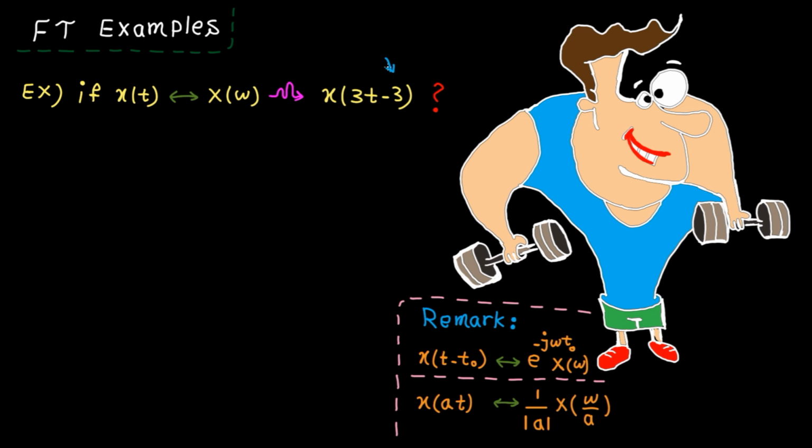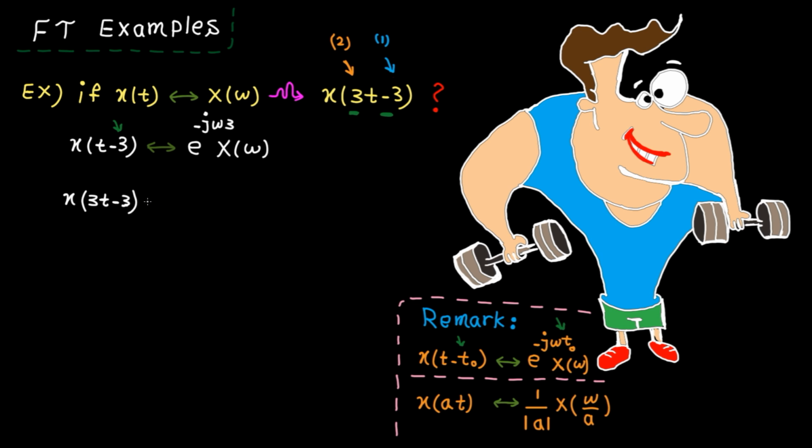To find the Fourier transform, it's easier to start with the time shift and then consider time scaling. This is the time shift, so if x(t) gets shifted by 3 units, t0 is 3, and we just need to multiply X(omega) with this exponential. Now let's consider time scaling. In this case, a is 3, so we just need to multiply by this factor and replace omega by omega over a. A is 3, so we just swap omega for omega over 3.